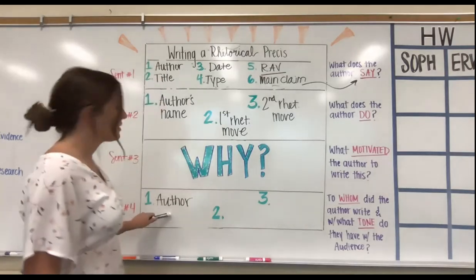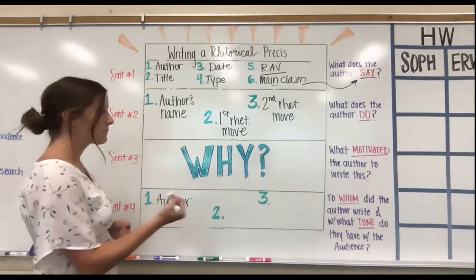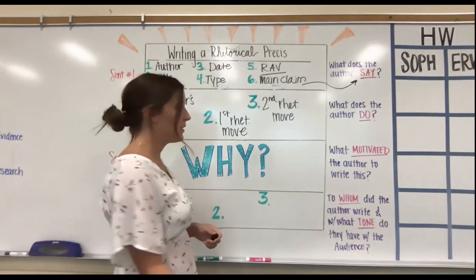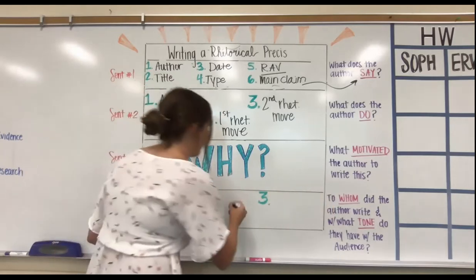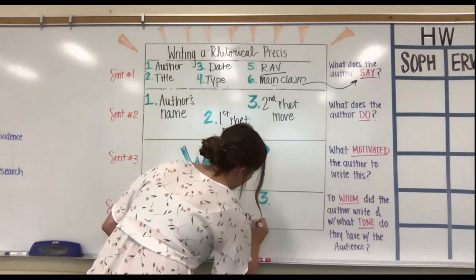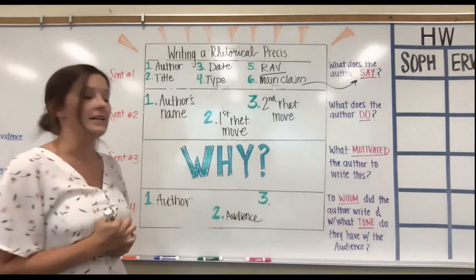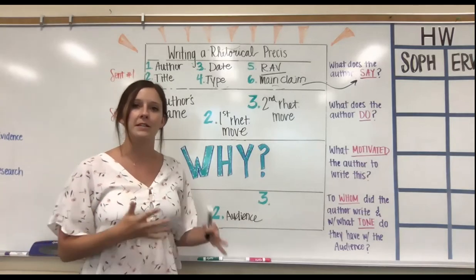So you're gonna need to include their first and last name again. The author, say their name. The second thing you're gonna have to include is to whom. What does that mean? That means your audience. So you need to include that. So you have to include your audience. Who are they talking to? Who is this written for? Who are they trying to persuade and change?